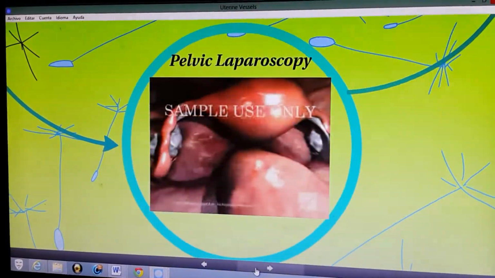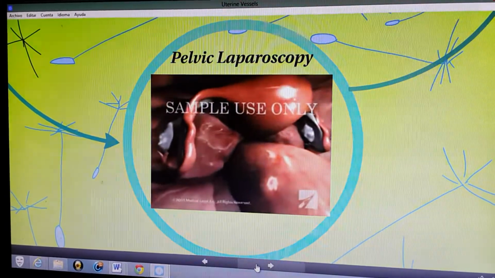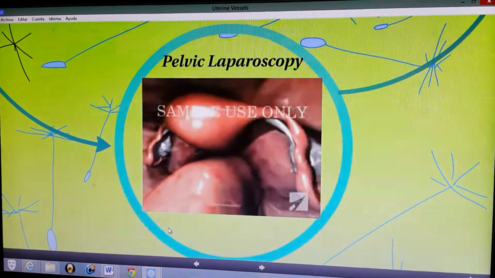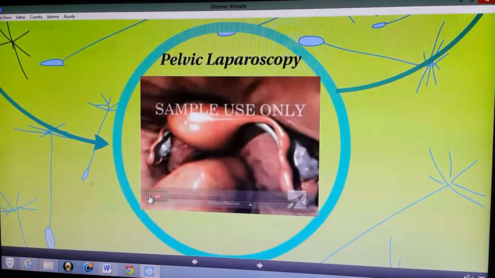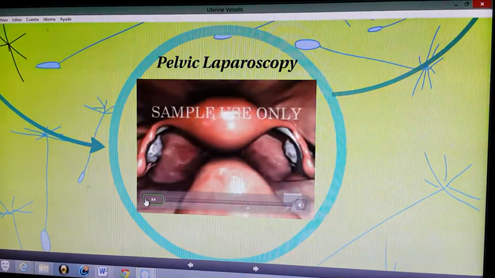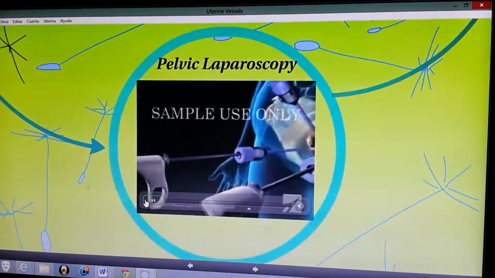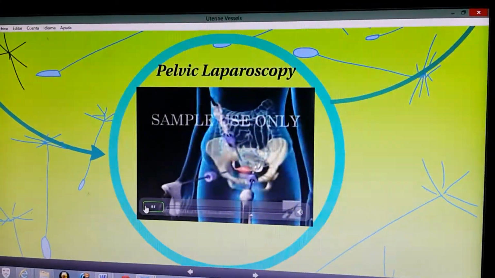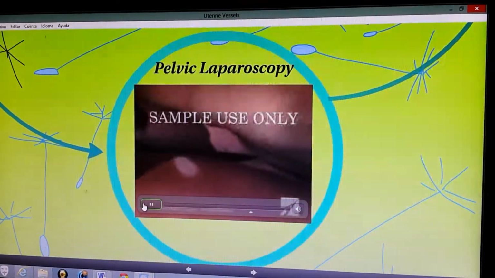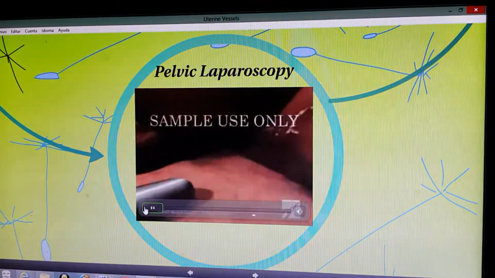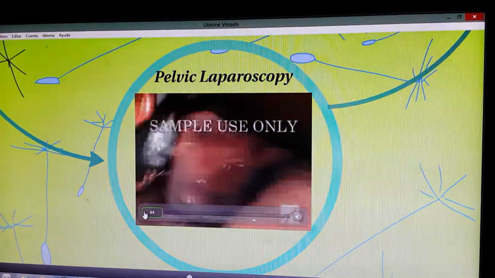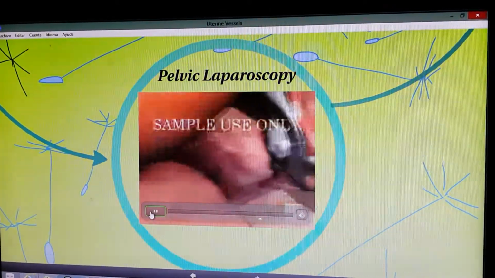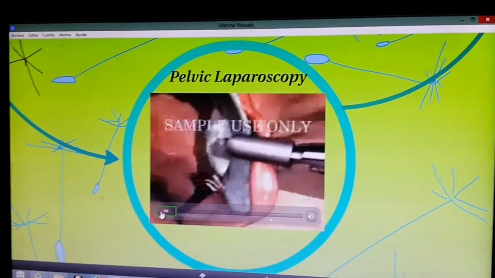Images from its camera are projected onto a video monitor in the operating room. Your surgeon will carefully examine your pelvic organs and tissues, looking for signs of disease that might explain your symptoms. He or she may create other ports through which instruments can be slipped. These additional instruments are used to move organs out of the way for better viewing, or to perform operative procedures such as removing scar tissue, taking biopsies, or draining abnormal fluid.